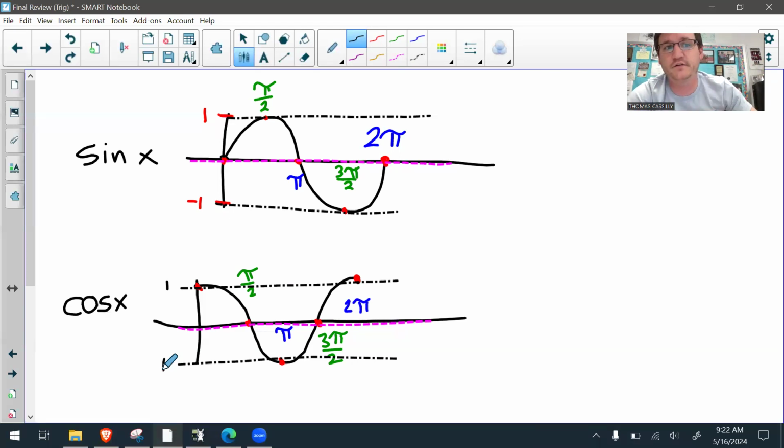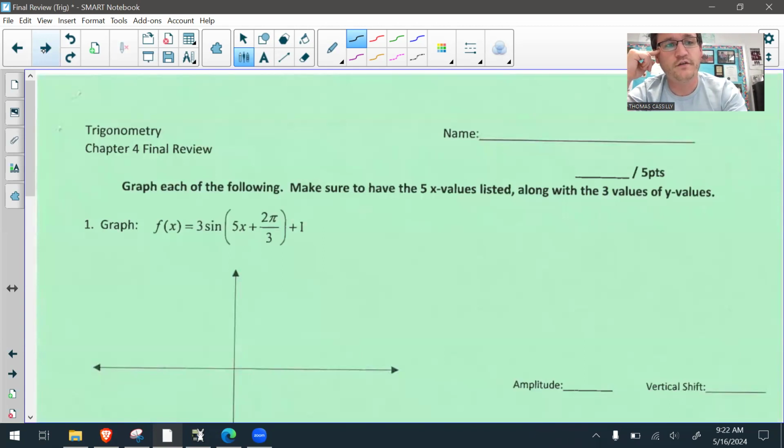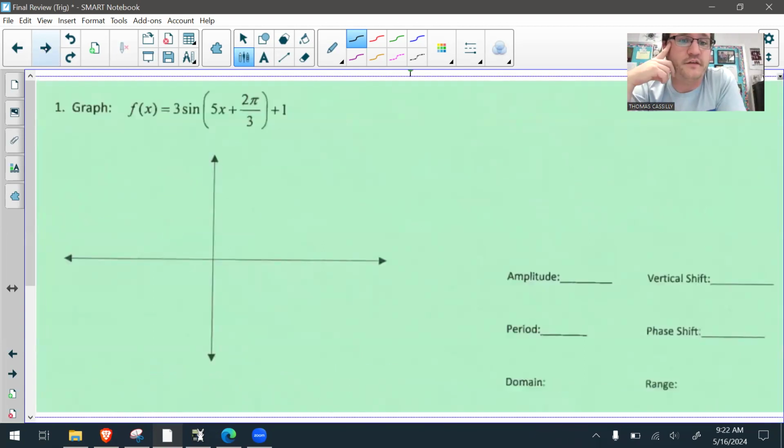So the whole idea here is, how do the numbers that we plug into the equation affect the shape of these graphs? How tall are they? How short do they get? That sort of thing. So we're going to graph these and see what happens.